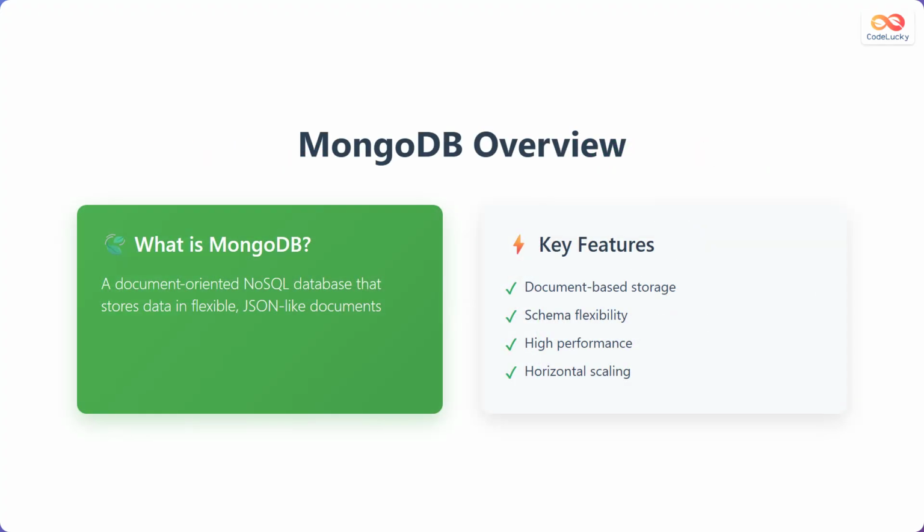MongoDB is a document-oriented NoSQL database, storing data in flexible JSON-like documents. Key features of MongoDB are document-based storage, schema flexibility, high performance, and horizontal scaling.